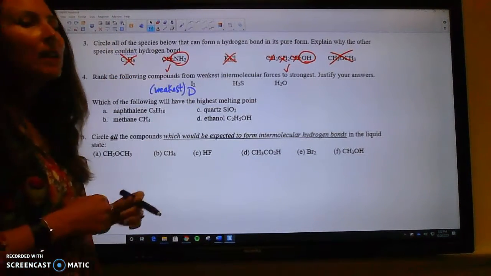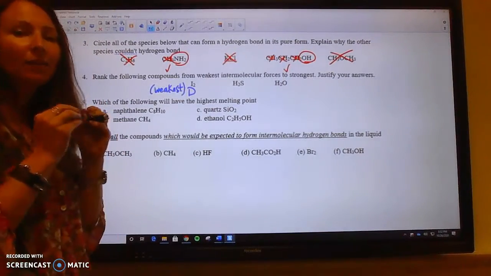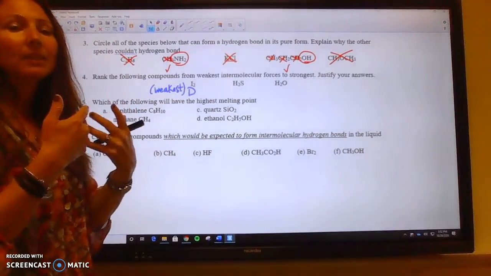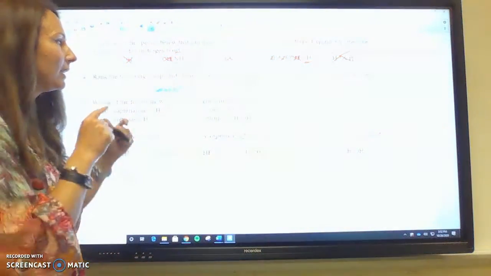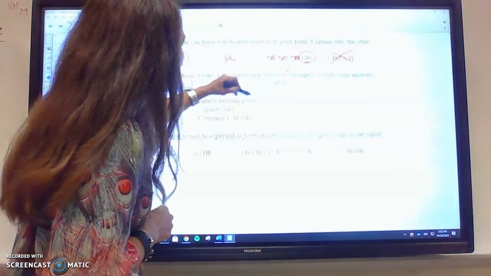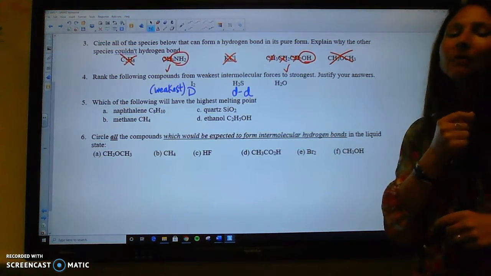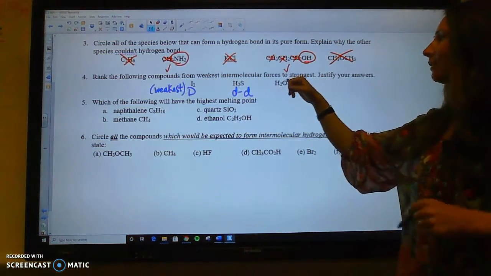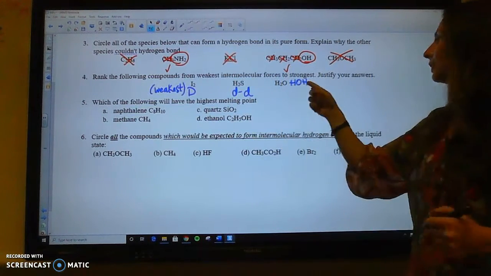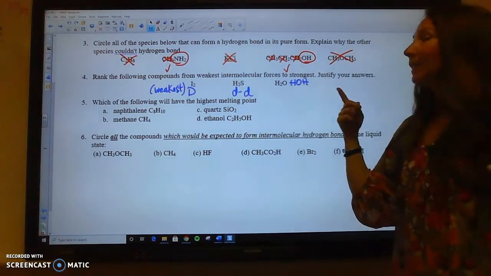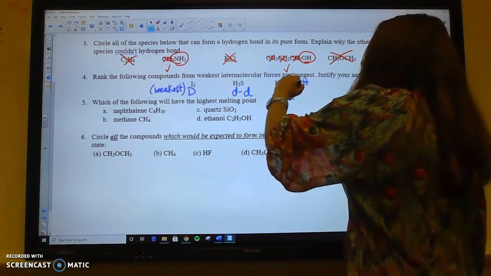Okay, then we have H2S. Well, I have 2 hydrogens, but they're not just connected to each other. They're both connected to a sulfur. That's not N, O, or F, so it's not hydrogen bonding, it's dipole-dipole. And then the fact that this is water should just be a dead giveaway. However, H2O is really like HOH. So it is OH in disguise, and that is clearly hydrogen bonding, which is the strongest.